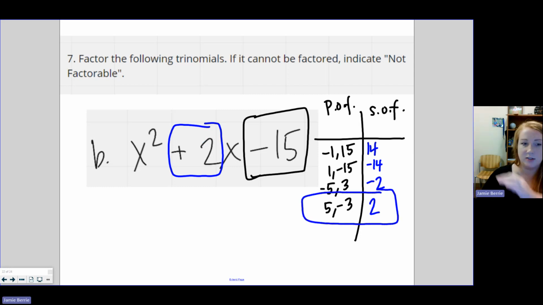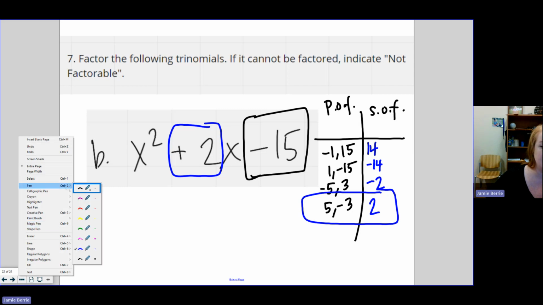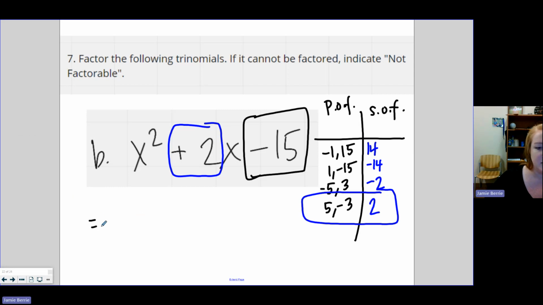We found a match. All right, so when you find a match, that means it is factorable, and you're going to go on and write your answer. And the way that I like to describe this is you're going to make two little binomials. The first piece is always going to be whatever your variable is. So in this case, it's x.